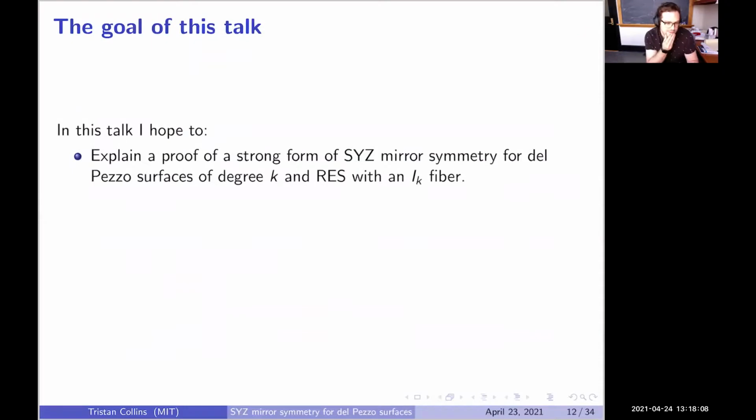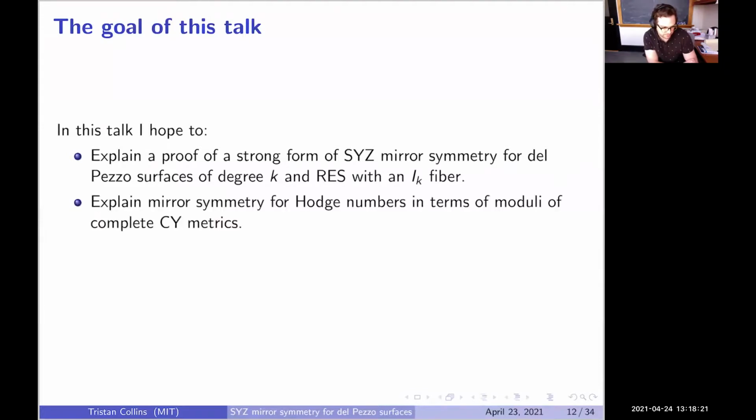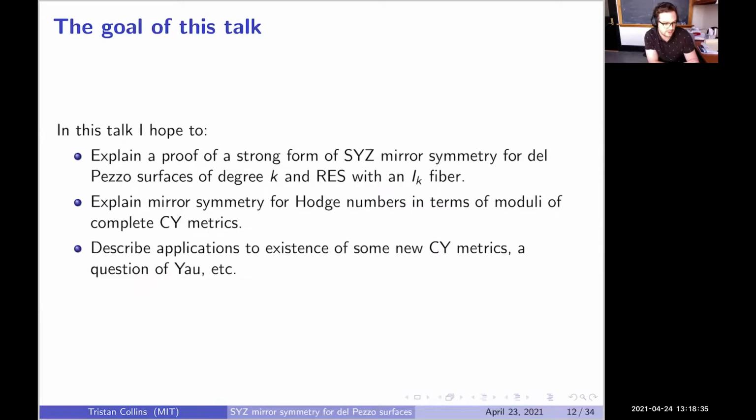So what I want to explain in this talk is a proof of essentially the strongest form of SYZ mirror symmetry that you could hope for, for del Pezzo surfaces and rational elliptic surfaces. And then explain how you can deduce a geometric version of this mirror symmetry for Hodge numbers in terms of the classical picture of complex moduli of Calabi-Yau metrics, and then a few applications to some geometric questions along the way, which just happened to come up.